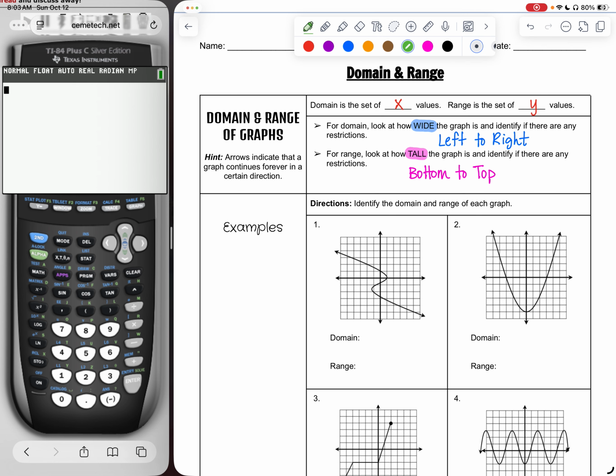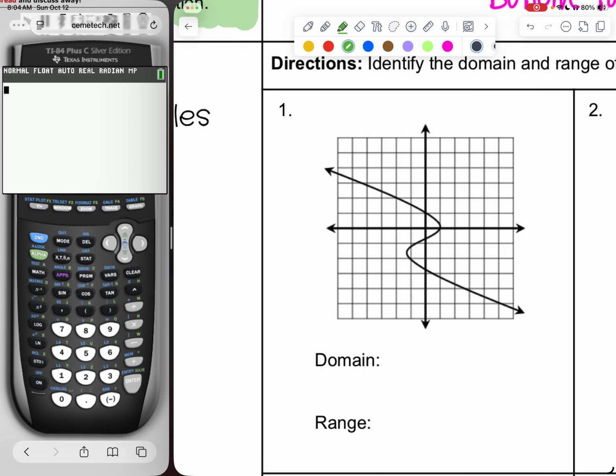So here, I put a hint. If your graph has arrows, then that means that the graph is going to continue forever in that certain direction. Okay? So we have to keep that in mind. So let's look at some graphs. Let's look at the domain and range of some graphs.